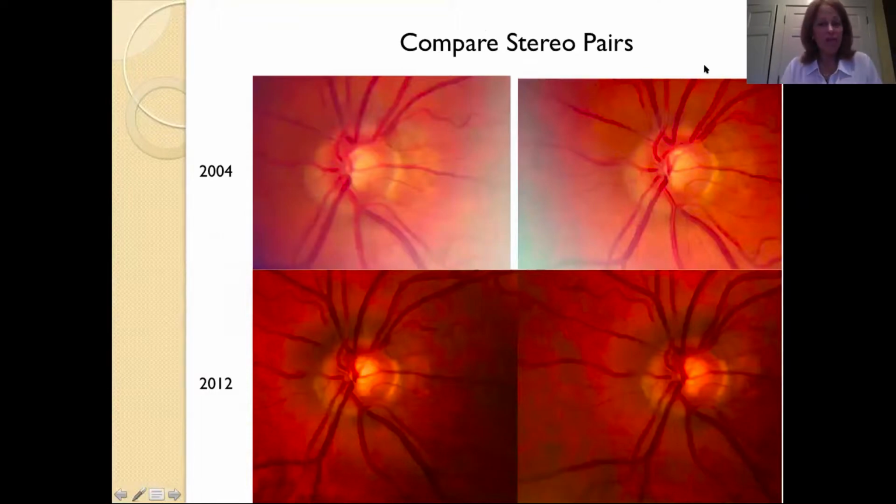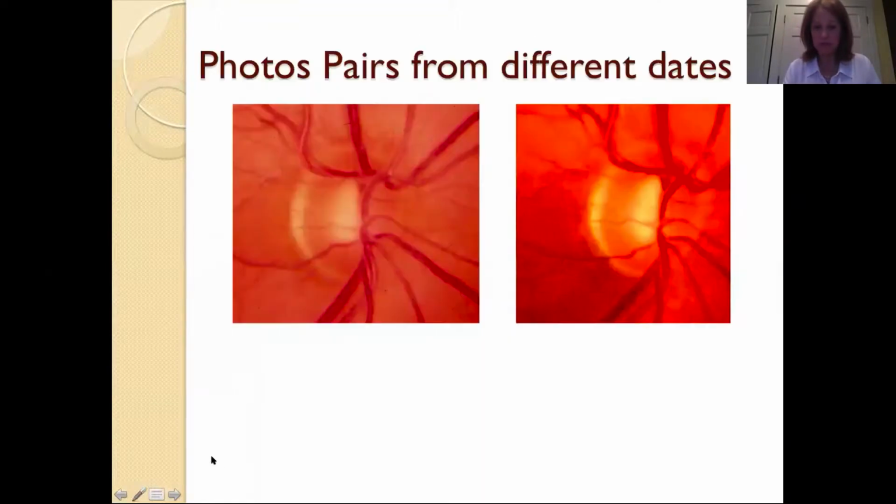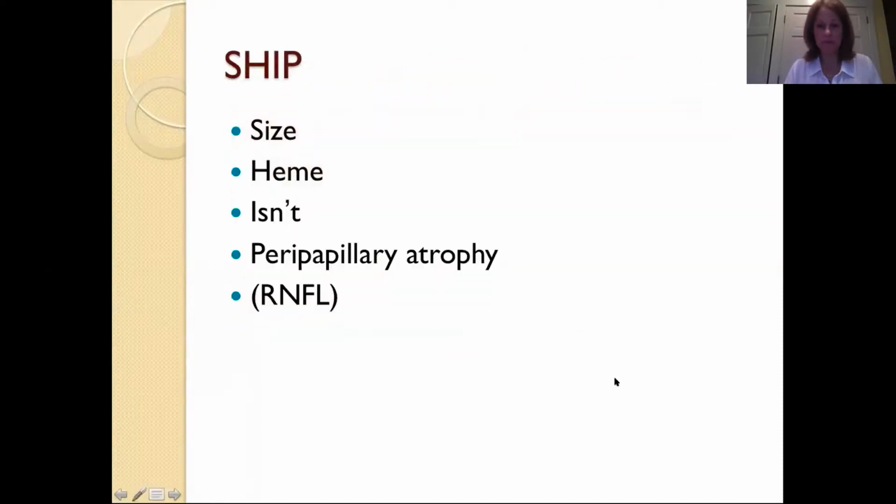If you have access to photography, it's lovely to get stereo photography and to compare them over time. And this is a patient that is actually relatively stable over years. You can look at photographs from different dates and compare them. But let's now look at how we would approach a patient that comes in.